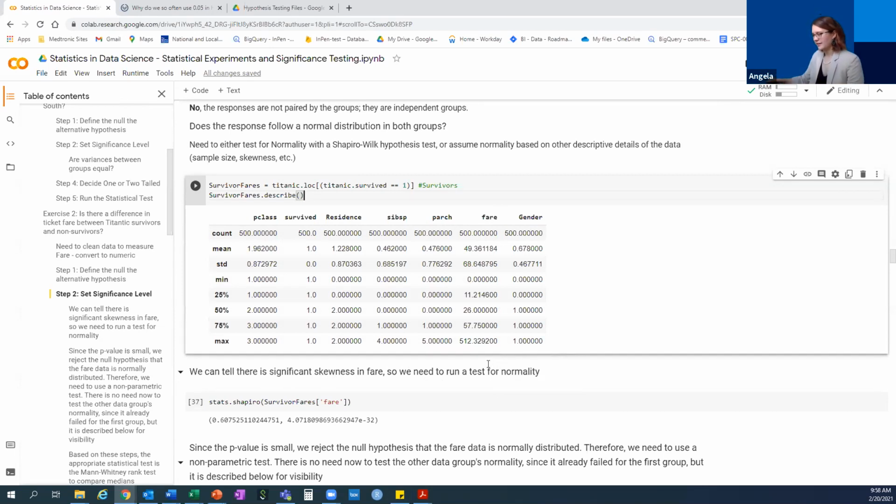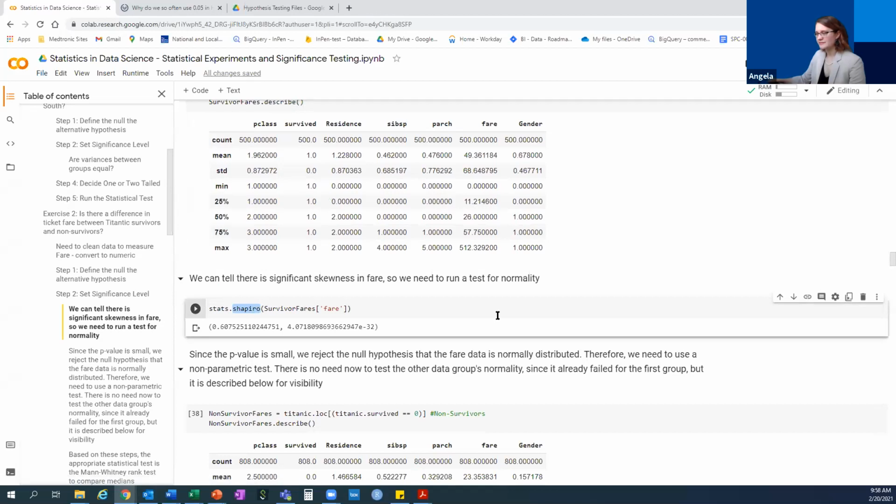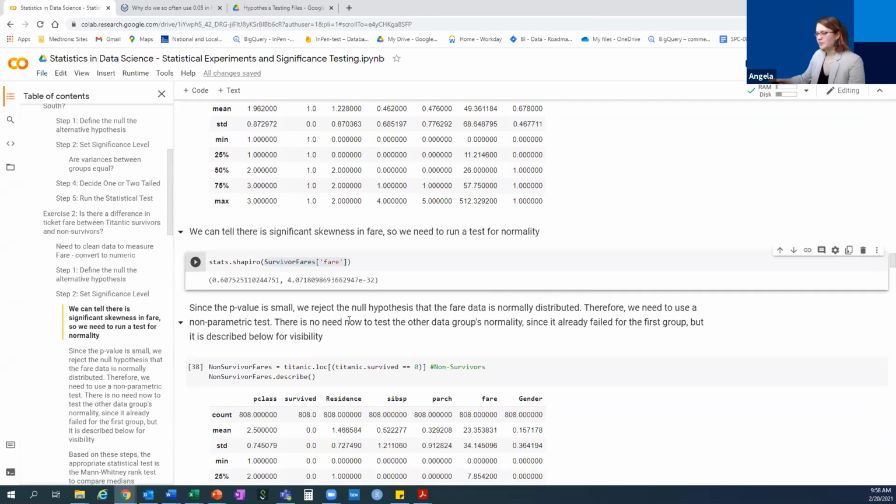So let's run a test for normality. I'm using the Shapiro test here, passing in the array of my continuous variable. The second value printed, and you can see this in the documentation of the function, is the p-value, very small, right? So we reject the null hypothesis that the data is normally distributed, and basically we're proving the alternative that it is not normally distributed. Therefore, we need to use a non-parametric test.